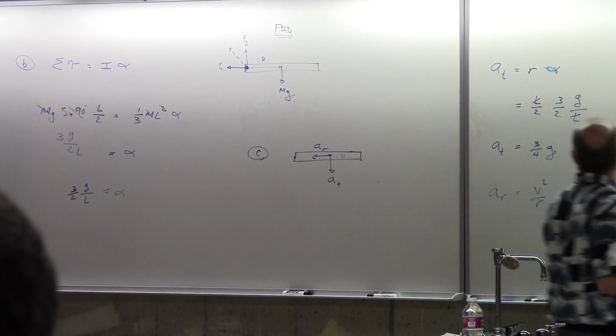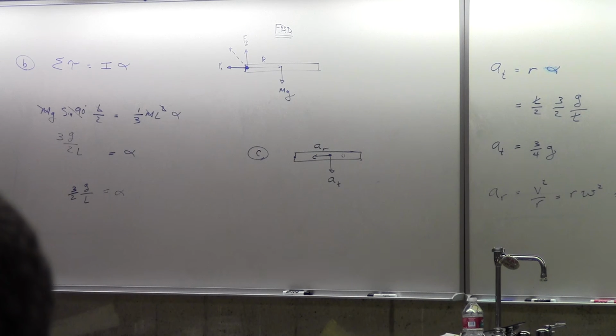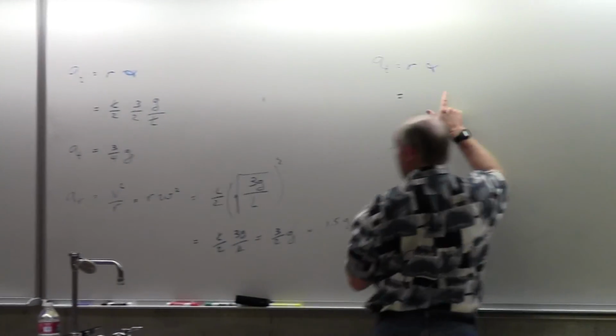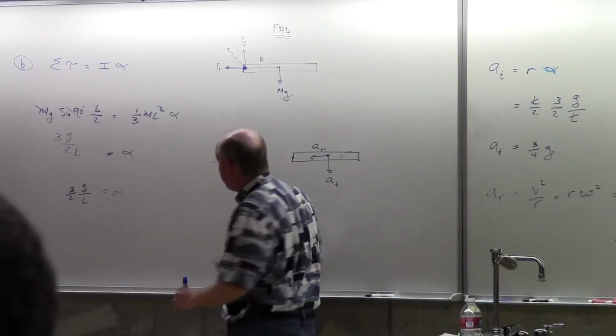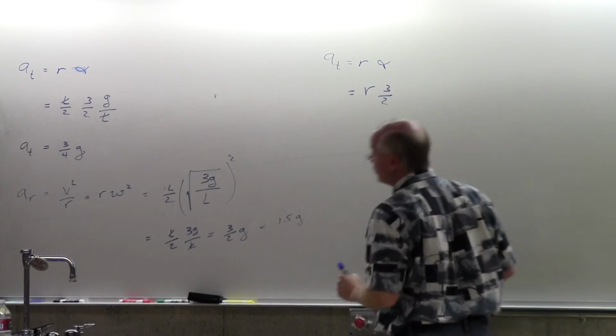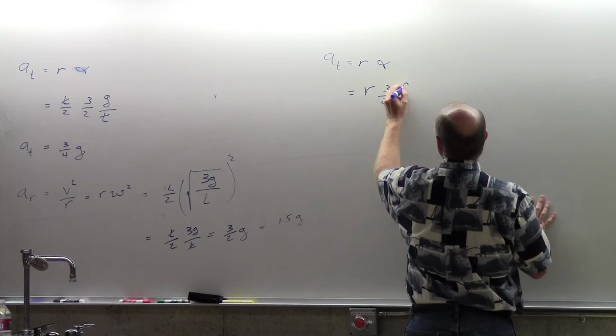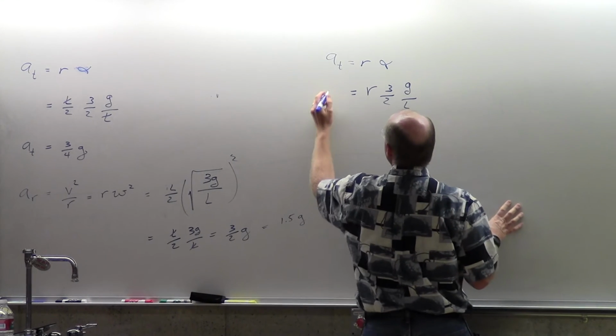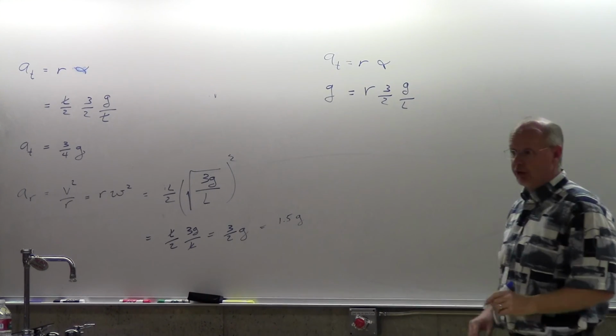Let me just answer that. Because we said the tangential acceleration is r times alpha. And we did the alpha earlier on. The alpha here was 3 over 2 g over L. And my question is, when does it exactly equal g?